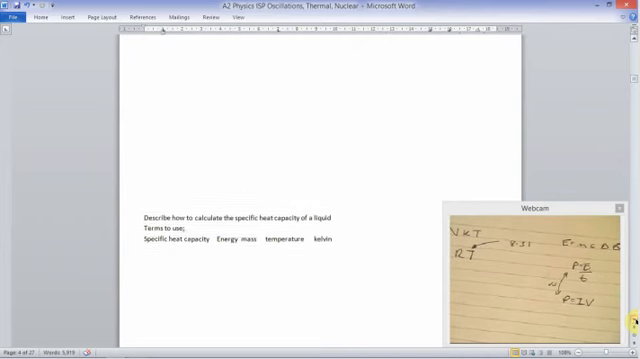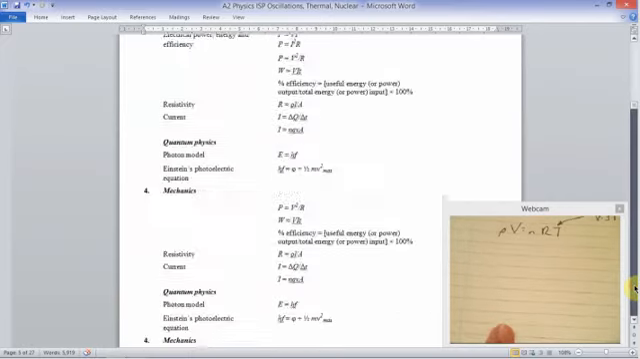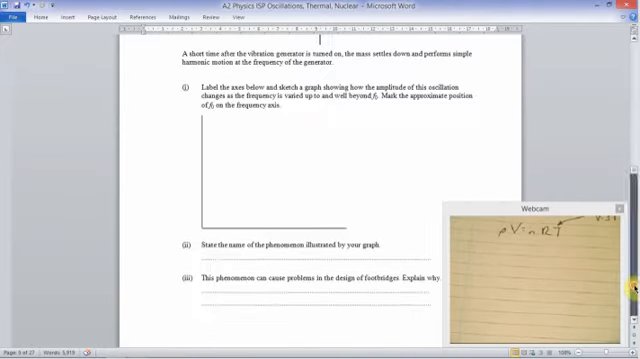Okay, let's get stuck into some questions now. Let's move my sheet over. Where are we?